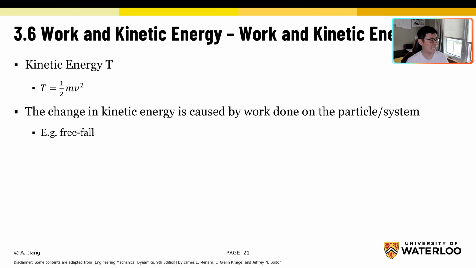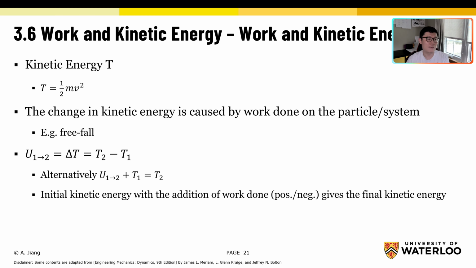Based on the equation, T equals 1 over 2 m v squared, we can see that it only depends on two things, mass and velocity. This is true because the change in kinetic energy is caused by work done on the particle or on the system, such as a free fall. If we look from one state to another, we can calculate the difference in kinetic energy by taking the difference between T2 and T1. Alternatively, you can think of this as the initial kinetic energy with the addition of work done, either positive or negative, giving you the final kinetic energy.